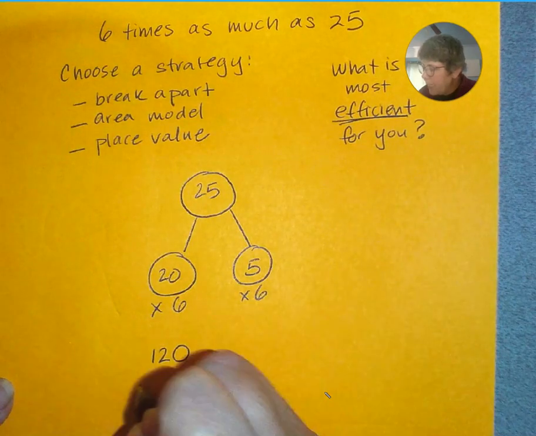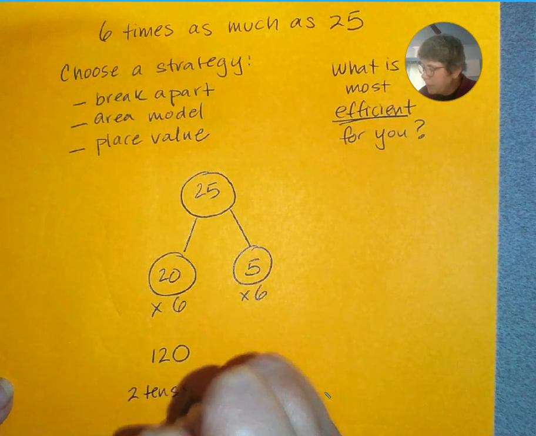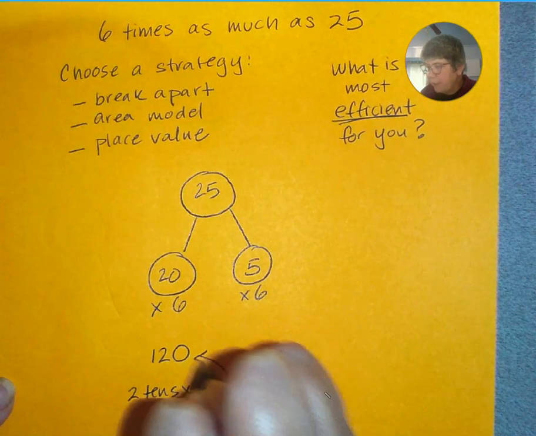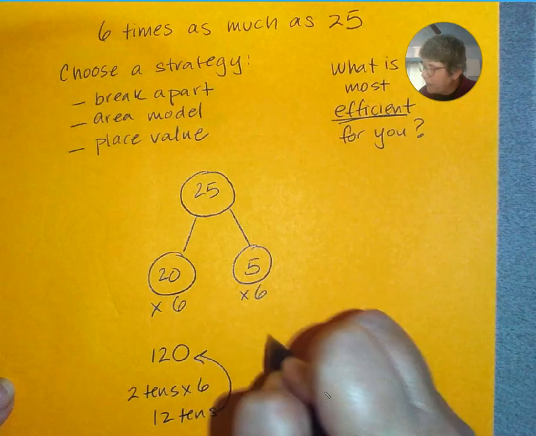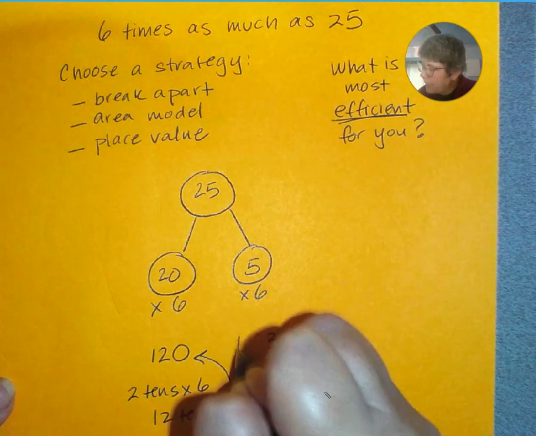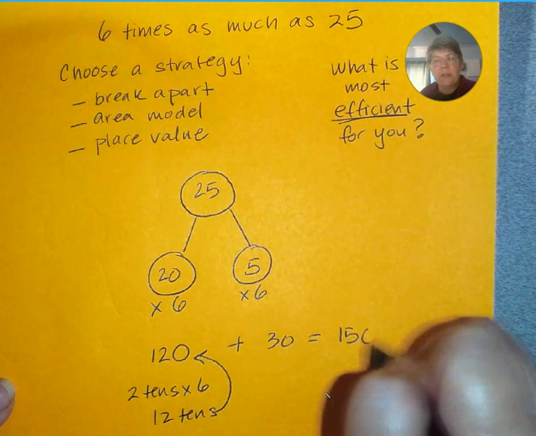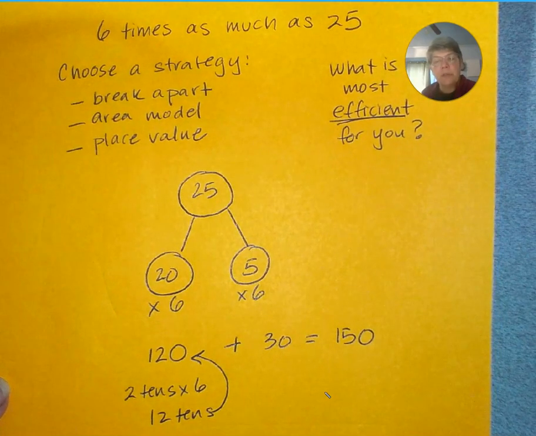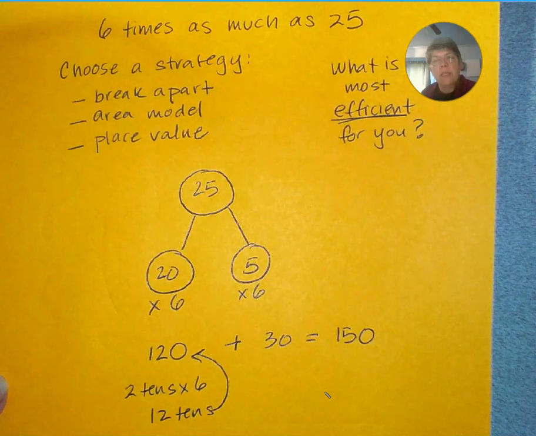So 2 tens times 6 would be 12 tens, which is 120. And then 6 times 5 is 30, and I'm going to put those back together, and I would get 150. So that's the break apart and distribute for 25 times 6. All right, let's try another one.